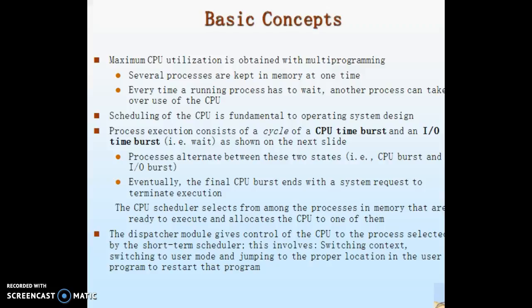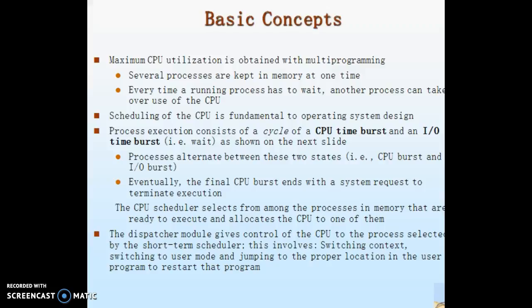Process execution consists of a cycle of a CPU time burst and an I/O time burst, as shown in the next slide. Processes alternate between these two states. The final CPU burst ends with a system request to terminate.